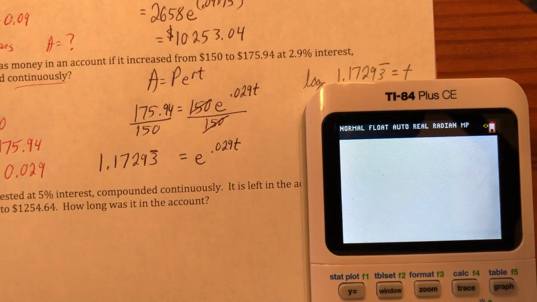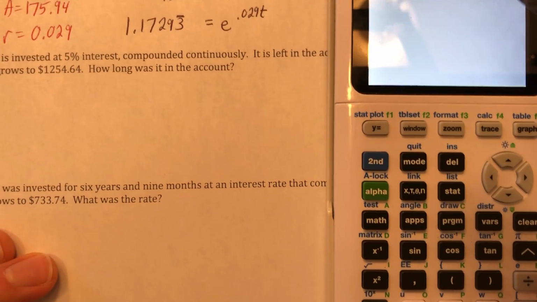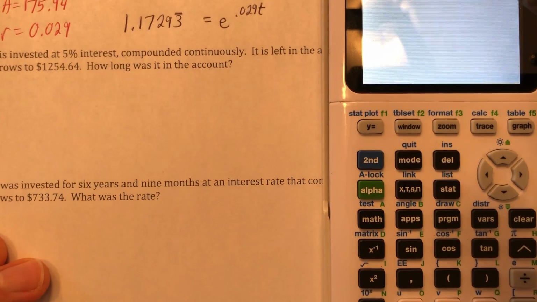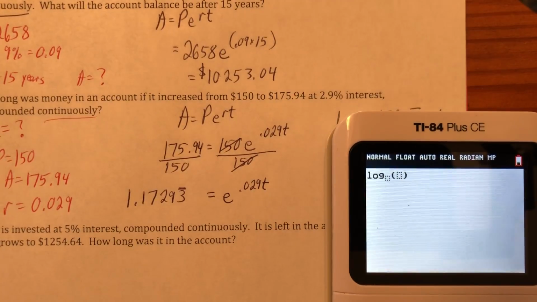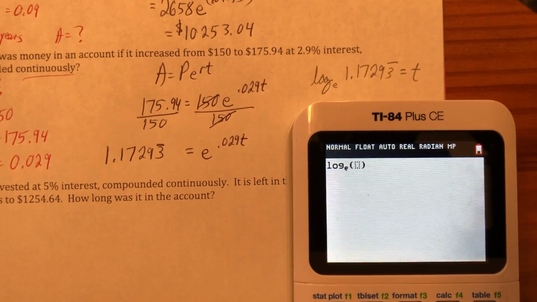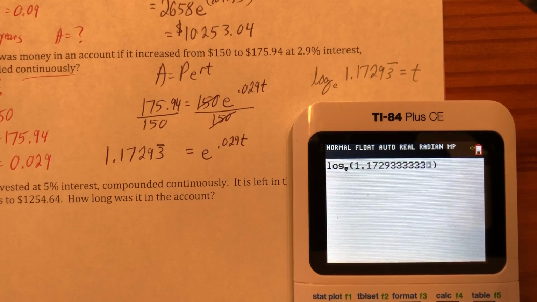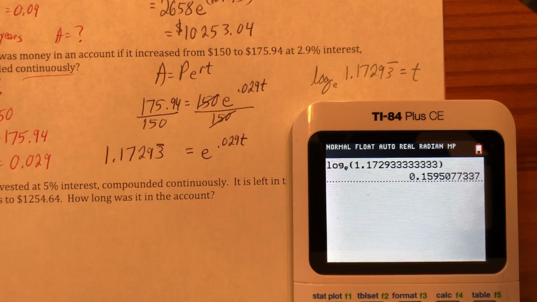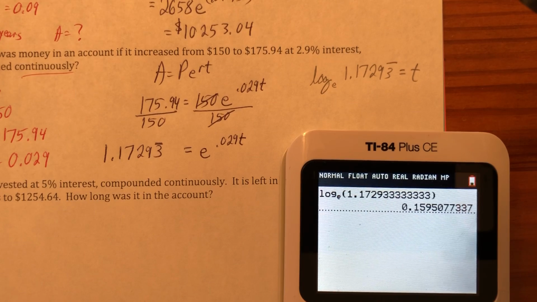I could do my little math alpha math thing, and right here where it says log base what, I would type second, and hope you see it in the bottom of the screen, the little E right there, second and E is the division button. And we could do that, and I'm actually going to do that, but I'm going to show you somewhat of a shortcut. And then 1.17293, put a few threes, and there we go. And so T would equal that.